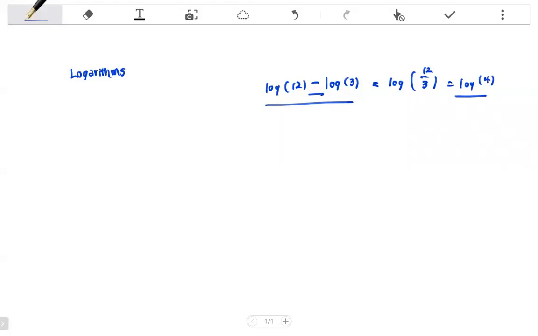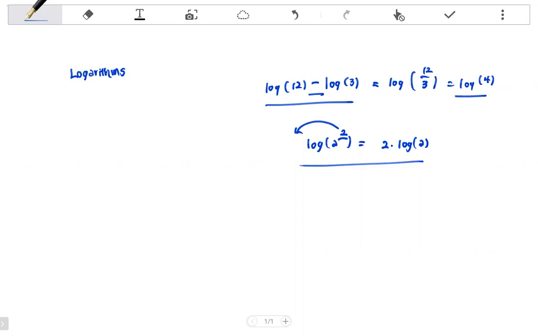Another important rule is if we have log of a to the second power, we can bring this power out to the front. So this thing is the same thing as 2 times log a, like that. That's another rule that you should also know.